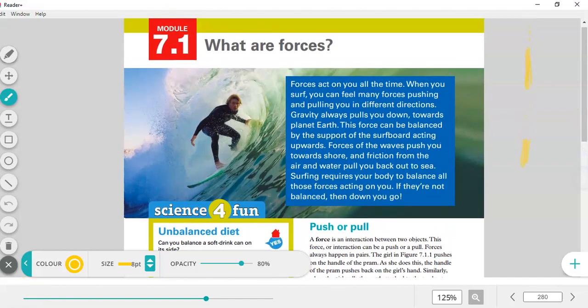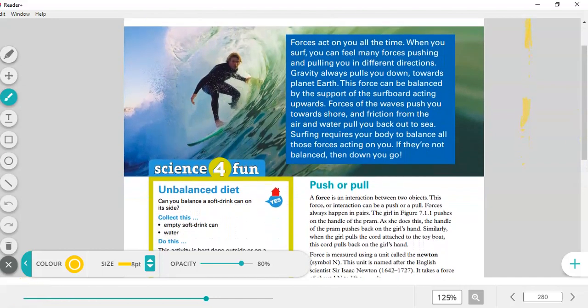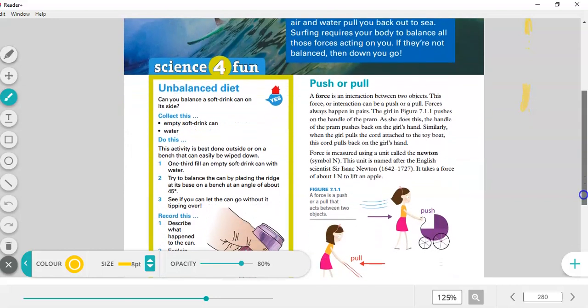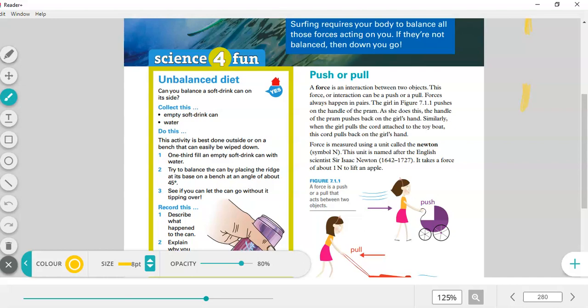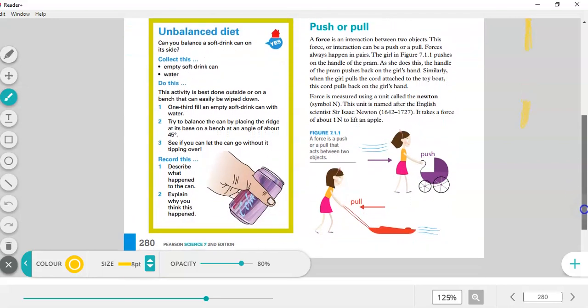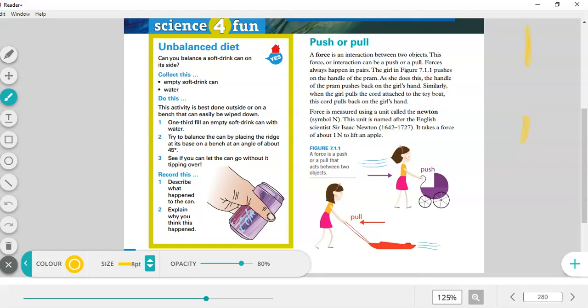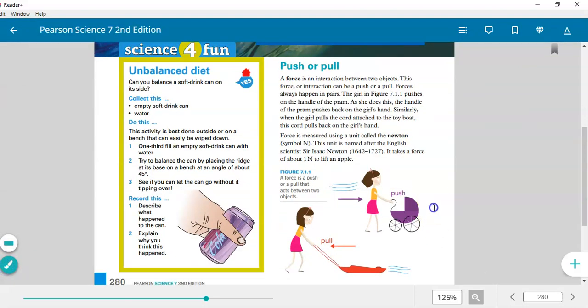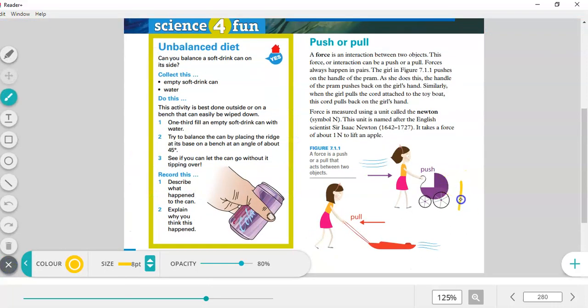Okay, we're looking at forces, and we've seen that a force is an interaction between two objects, and it can be a push, a pull, or a twist, and it causes a change in motion, direction, or in shape. So here you can see on page 280 the pushing force and the pulling force.